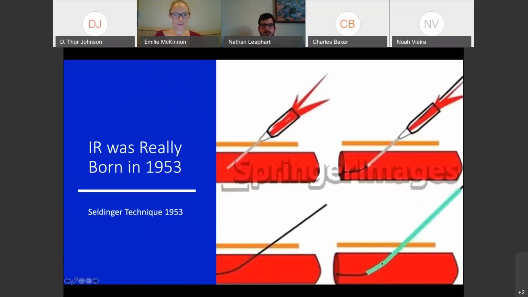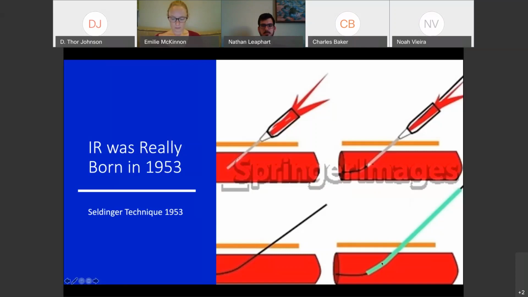But the real operative thing that actually allowed us to become interventional radiologists as we are now was in 1953 with a paper written by Seldinger. And Seldinger decided that, okay, if I can put a needle into a blood vessel, I'll get blood back. Then I can pass a wire, then I can take the needle off, and then I can put a catheter on. And this is basically the basis for everything that we do in interventional radiology. And so it meant that you no longer had to do cut downs in order to do angiography.